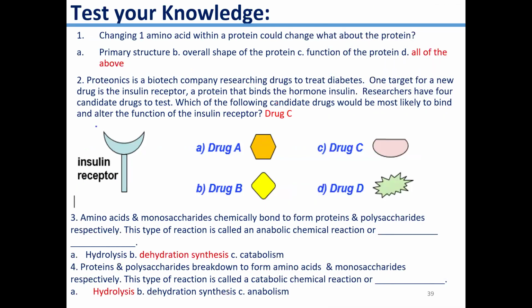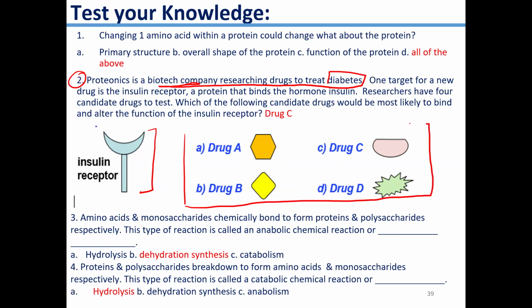All right, so these are the answers for this. The one I really want to touch on is going to be number 2. Essentially, this question is asking about research. We have a biotech company that's researching a drug for diabetes. We can see that this is going to be our insulin receptor. And essentially, they have 4 different types of drugs that they're looking at in order to turn on and off this insulin receptor.